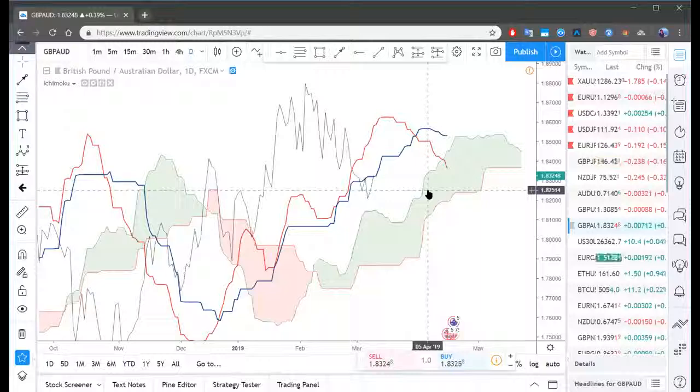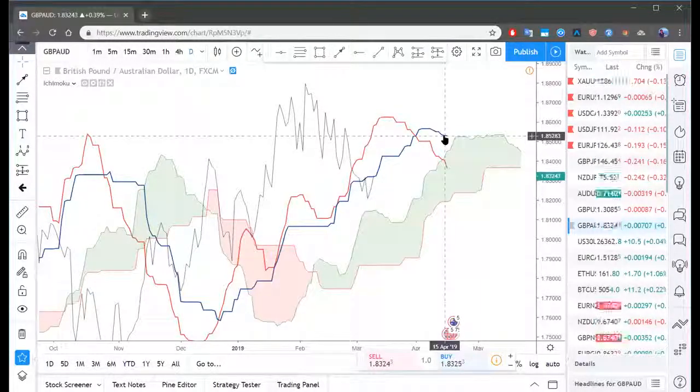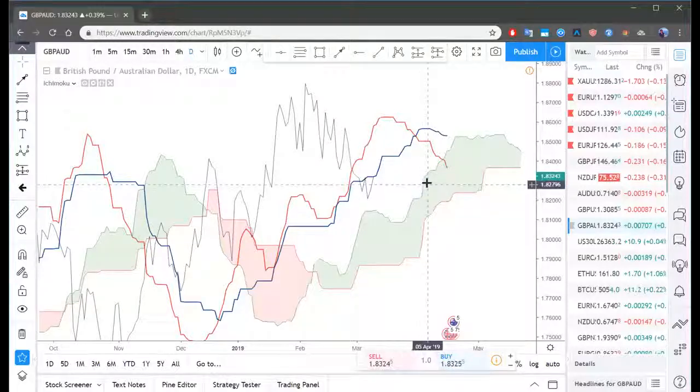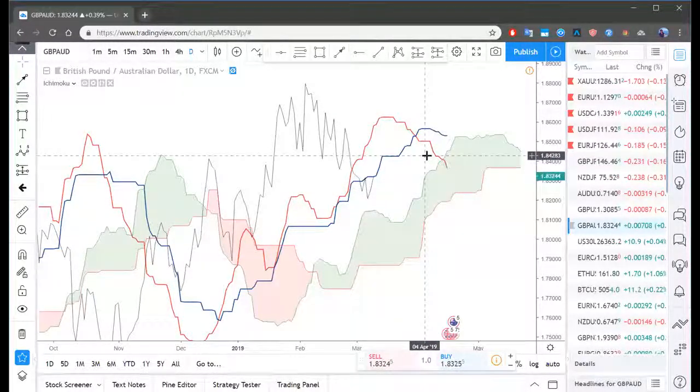So what you would do in real life is you would build your story with your elastic band. You know, price wants to come home, price wants to come here. You would use this to indicate to you when it wants to come home. And you'd use this as extra confluence, as a cloud of support and resistance. So you would know if price wants to bounce off the cloud or not, if it wants to respect the cloud. So you can do this in real life.